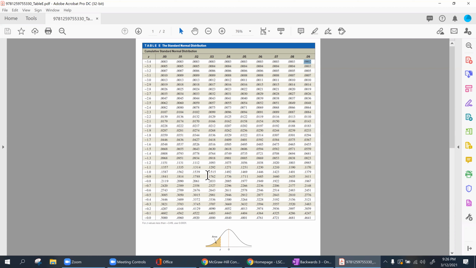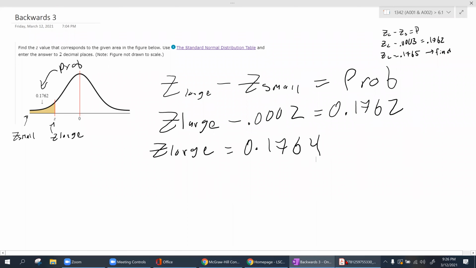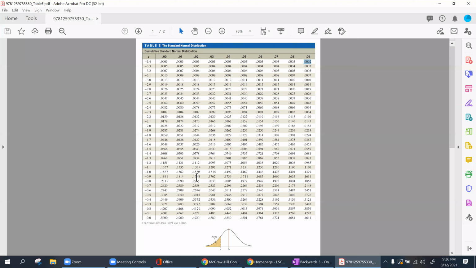Is 0.1764 closer to 0.1762, or is that closer to 0.1736? The one we're looking for is 0.1764, so it's closer to this one. You're going to use that one and not 0.1736. Since it's closer to this one, this is going to be negative 0.93.